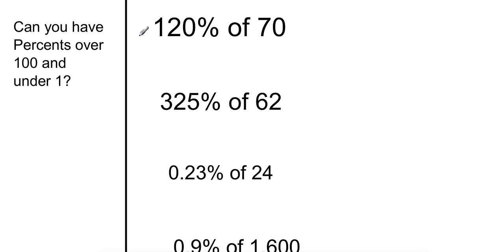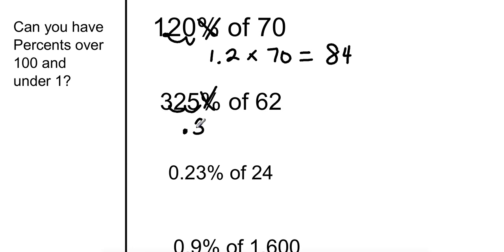Can you use percents that are over 100 and under 1? The answer is yes. A lot of stores mark their things way up. Or 23 hundredths of something is a really small piece of it. So use the same procedure. Back it up. So you'd have 1.2 times 70. So you can have a whole 100% of it and then 20% more. So 1.2 times 70 is 84. When you are over 100, your answers are going to end up bigger.